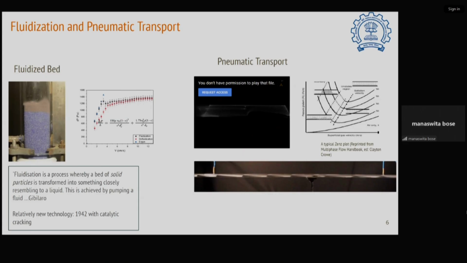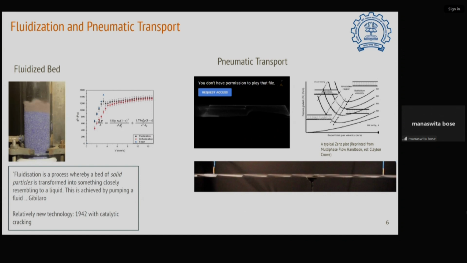And after that, if you keep on increasing the velocity to a large value, the pressure drop remains constant. And there bubbles form and all. That regime is known as the fluidization regime. There are different regimes of fluidization, but the pressure drop remains constant.